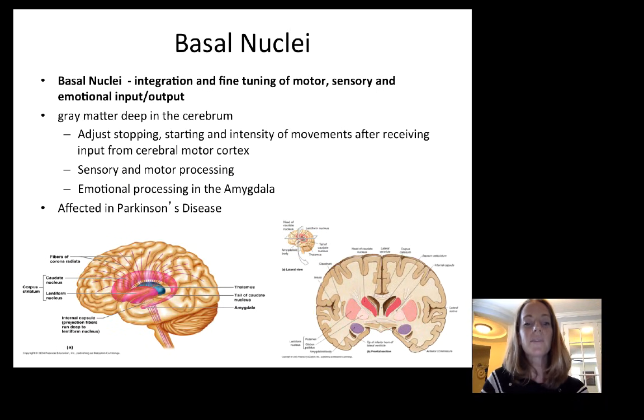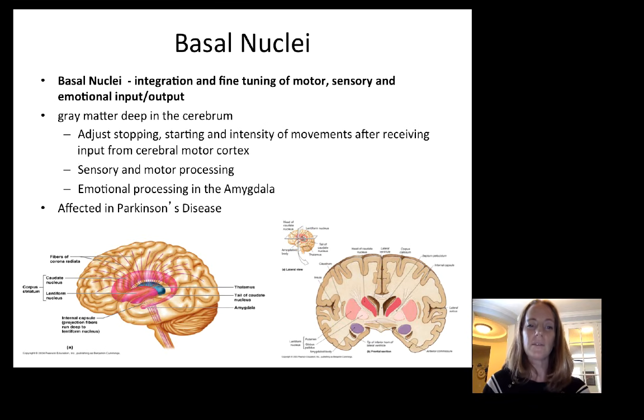All right, so from the cerebrum then, let's get into the other areas of the brain. Just below the cerebrum are the basal nuclei, sometimes also referred to as the basal ganglia. This is gray matter deep in the cerebrum. And the basal nuclei are important for integration and fine-tuning of motor, sensory, and emotional input.